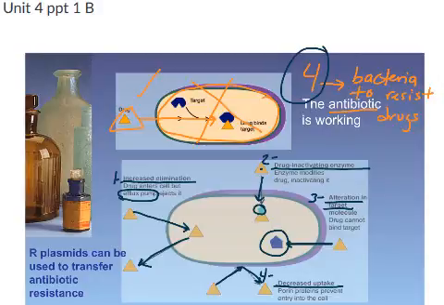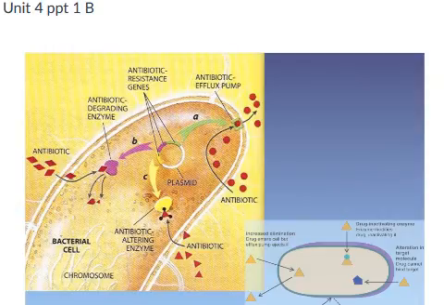So on the bottom left, it talks about R plasmids used to transfer antibiotic resistance. Remember, R stands for resistance. Through conjugation, when you had the pili, when we talked about horizontal gene transfer, we talked about plasmids moving back and forth. Well, this is what happens, and these R plasmids are what cause this resistance to drugs in bacteria.